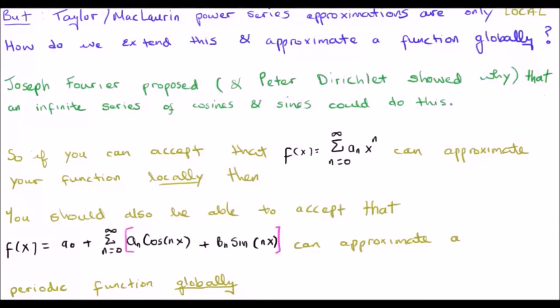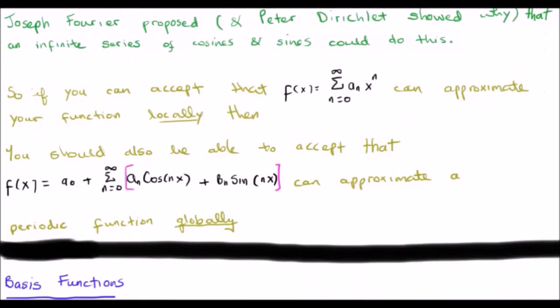Well, Joseph Fourier proposed, and another mathematician showed, that an infinite series of cosines and sines is able to represent a function globally. So it's something similar to a power series. My point here is that if you can accept that a power series can approximate your function locally, then you should have no particular problem in accepting that this Fourier series can approximate your function globally.